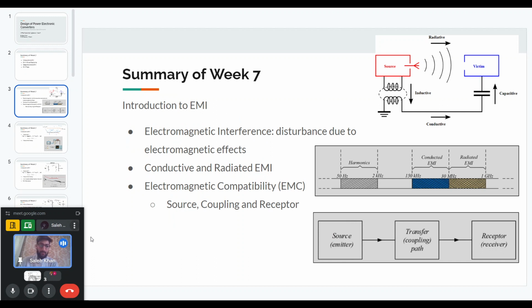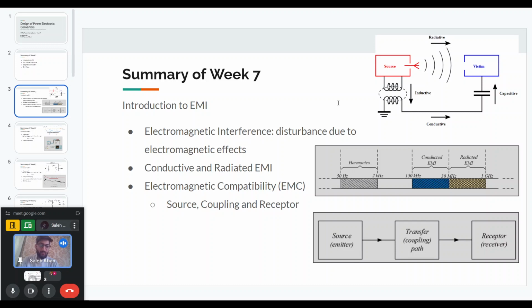So EMI stands for electromagnetic interference, and it is essentially the disturbance that an electrical component faces due to electromagnetic effects. Electromagnetic effects can be inductive effects, where a current carrying component produces a magnetic field that will lead to some electrical currents in another circuit, or it can be a capacitive or electrostatic effect, where a voltage difference between 2 points can lead to some currents between the 2 points.